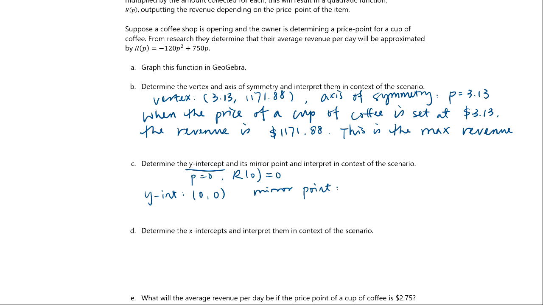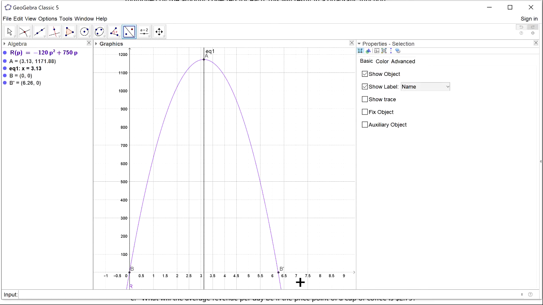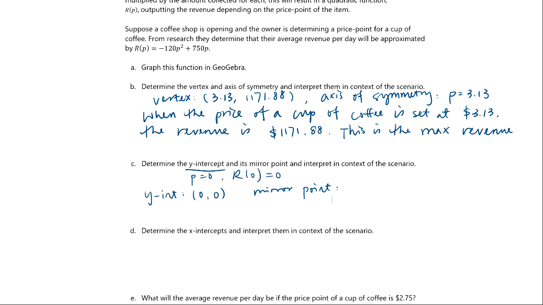And if we want to look for the mirror point for this 0, 0, the intercept, we can again use the reflect about line function, and we can do the point, then the axis of symmetry, and it gives us B prime, which is 6.26 comma 0. And I'm going to go ahead and record that. That's a mirror point. And we see that for both points, the revenue is 0.